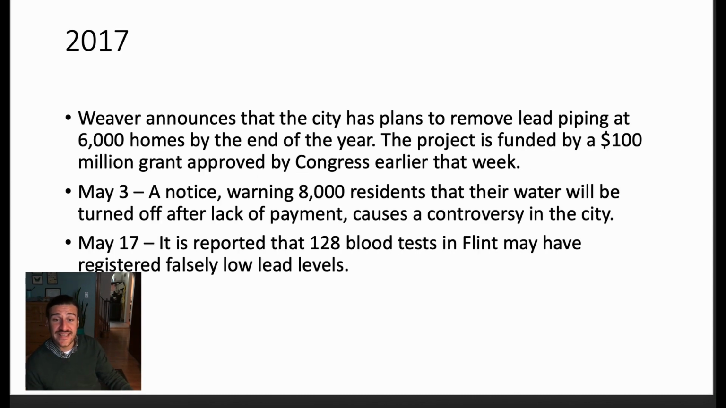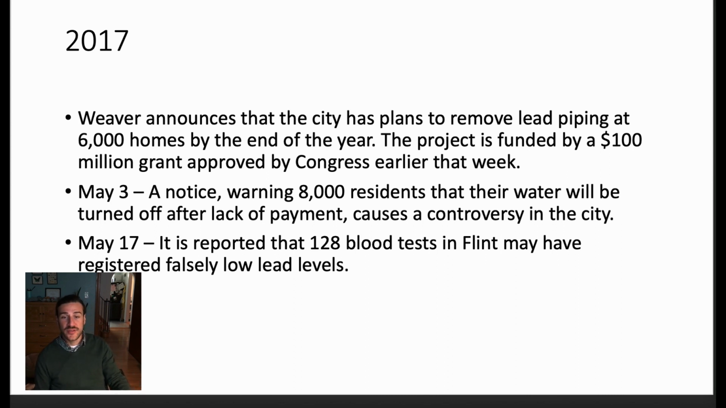In 2017, so we're just going through this timeline, I want us to understand that even today, in modern-day America, it takes several years to initiate a response, to get the proper funding, and for presidents and Congress to get involved, all because they wanted to save money, right? They wanted to save money by switching over to the Flint River. They end up spending millions and millions of dollars, right?